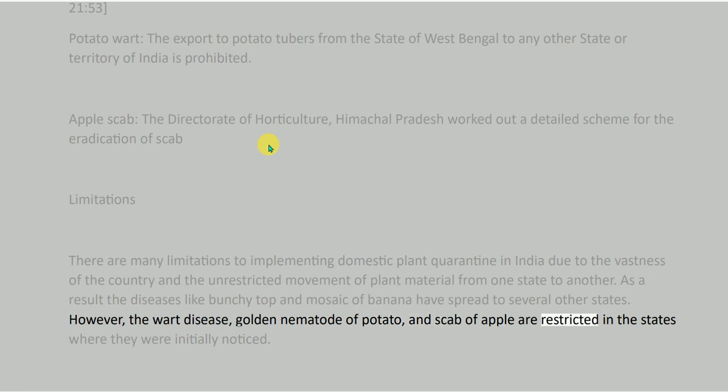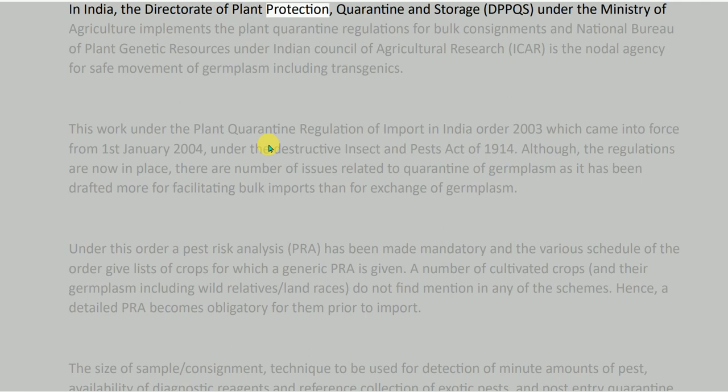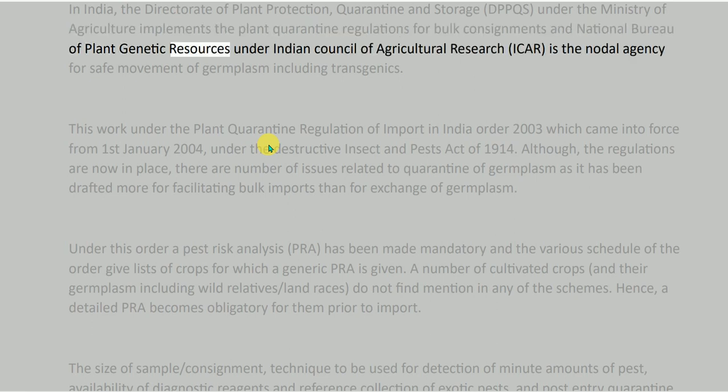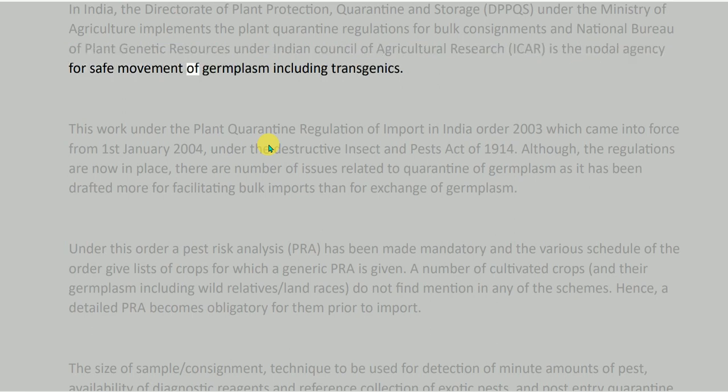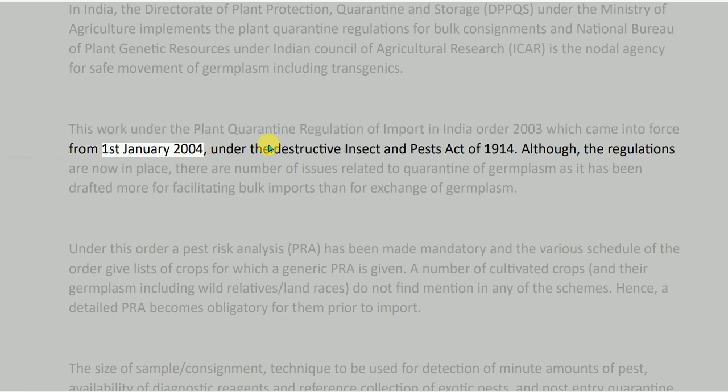In India, the Directorate of Plant Protection, Quarantine and Storage, DPPQS, under the Ministry of Agriculture implements the plant quarantine regulations for bulk consignments, and the National Bureau of Plant Genetic Resources under the Indian Council of Agricultural Research, ICAR, is the nodal agency for safe movement of germplasm including transgenics. This works under the Plant Quarantine Regulation of Import in India Order 2003, which came into force from 1 January 2004, under the Destructive Insects and Pests Act of 1914.